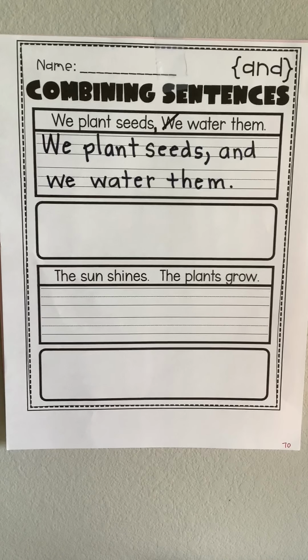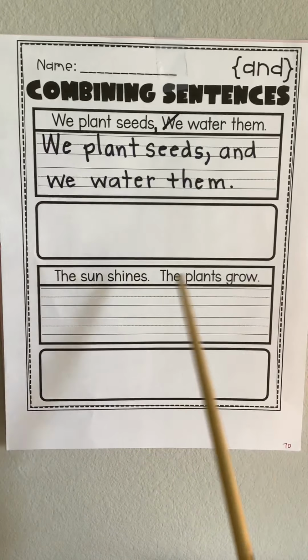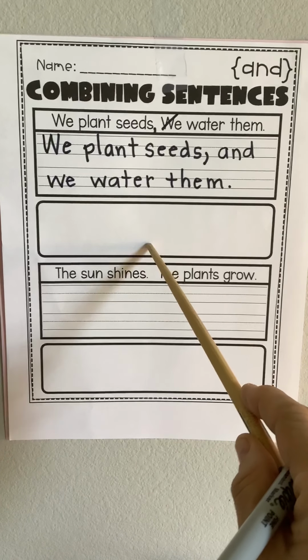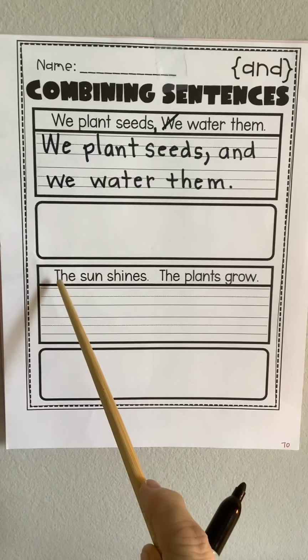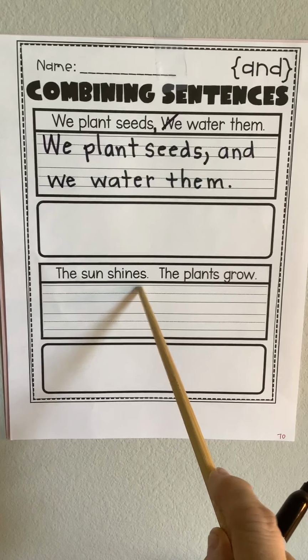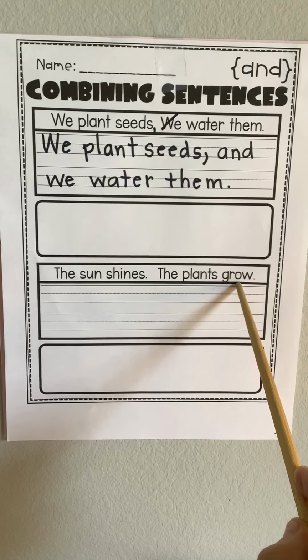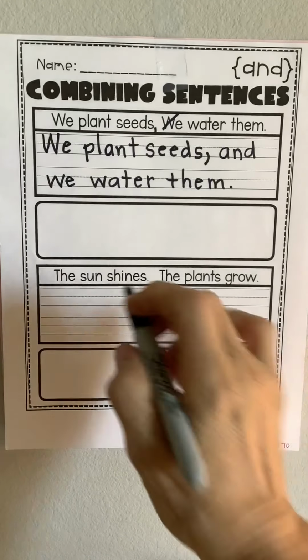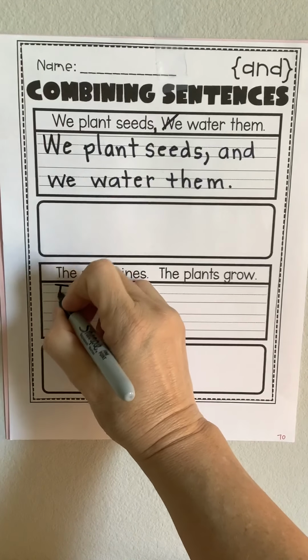And if you need to pause the video while you write so that you can catch up, that's fine. When we're done with this whole page, I'm going to have you go back and draw a picture of what that would look like, okay? Let's do the last one. The sun shines, the plants grow. Okay? Let's begin with the sun shines.